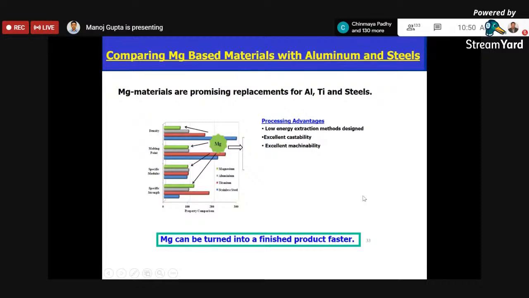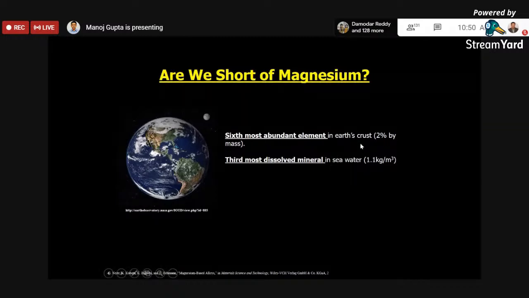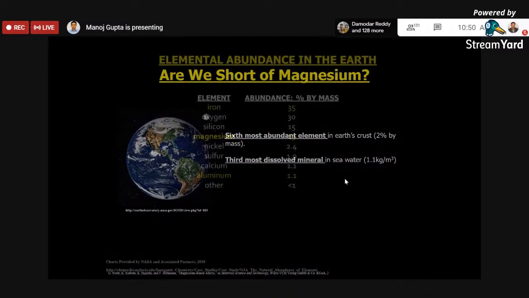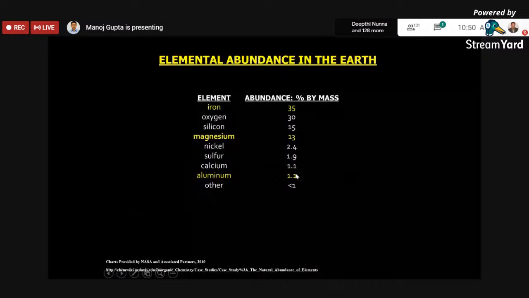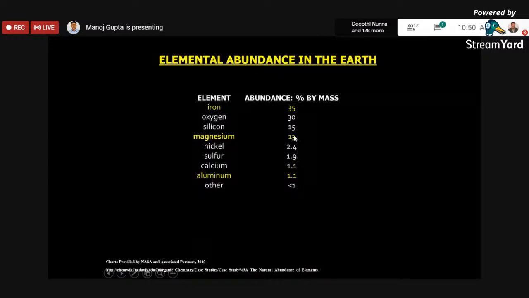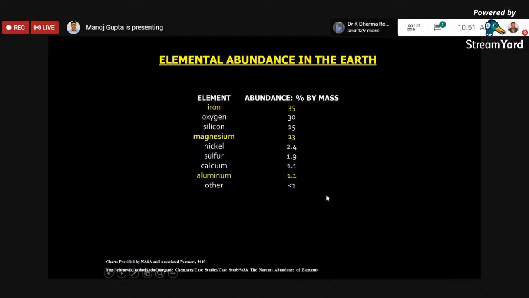So next question, are we short of magnesium? Remember, abundance and sustainability are a key issue. No. It is the sixth most abundant element in the earth's crust and the third most dissolved mineral in seawater. Now, you'll be surprised: by mass, magnesium is 12 times more than aluminum on our planet. So that means if we can use aluminum for 100 years, you can use magnesium for 1200 years, assuming that you are using it at the current rate only. And of course, iron is the maximum.